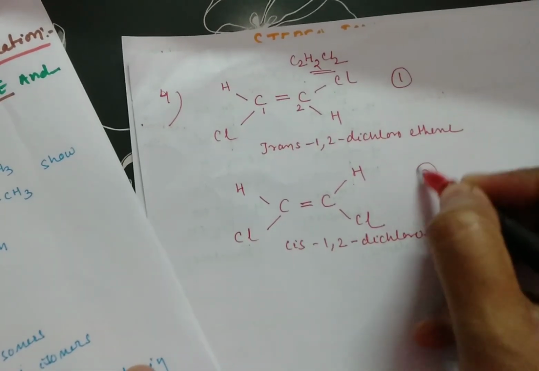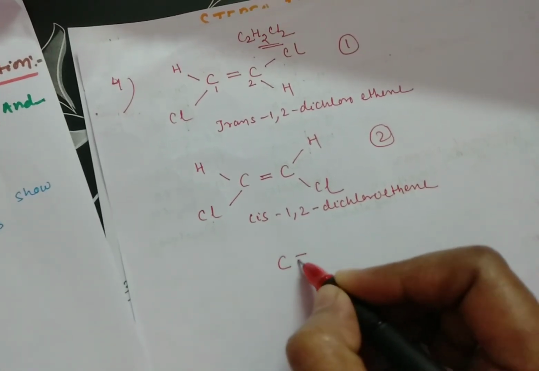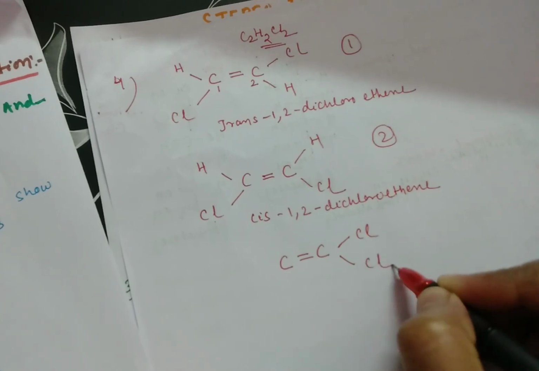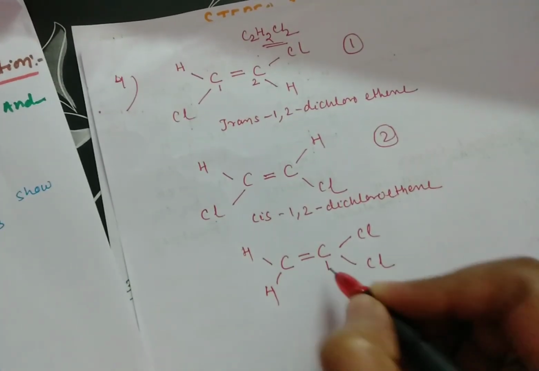Okay, so this is the second compound. Now what is the third compound? If I write the compound like this, C double bond C, and I write the 2 chloro groups on this side and 2 hydrogens on this side, what is the name of this compound?